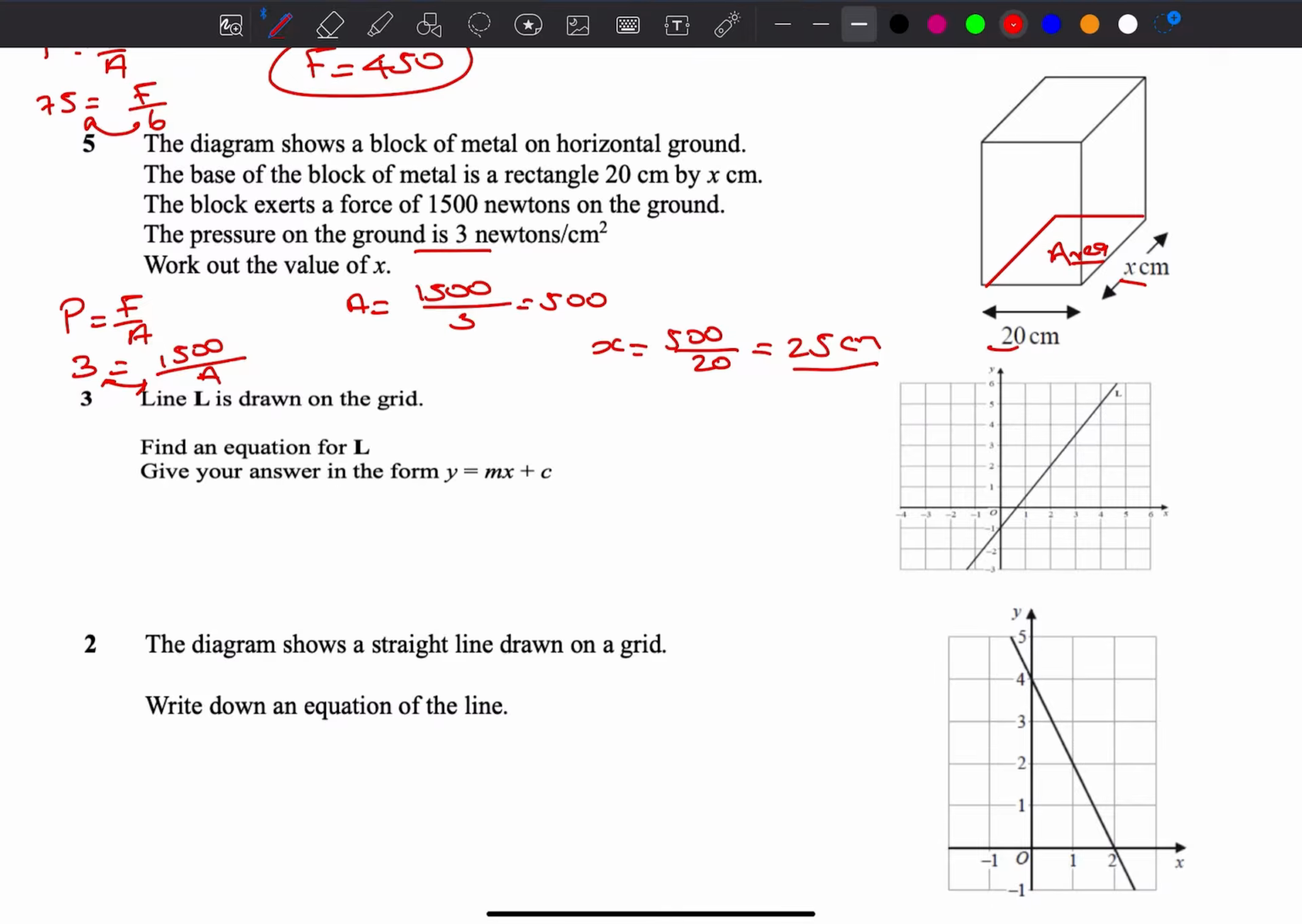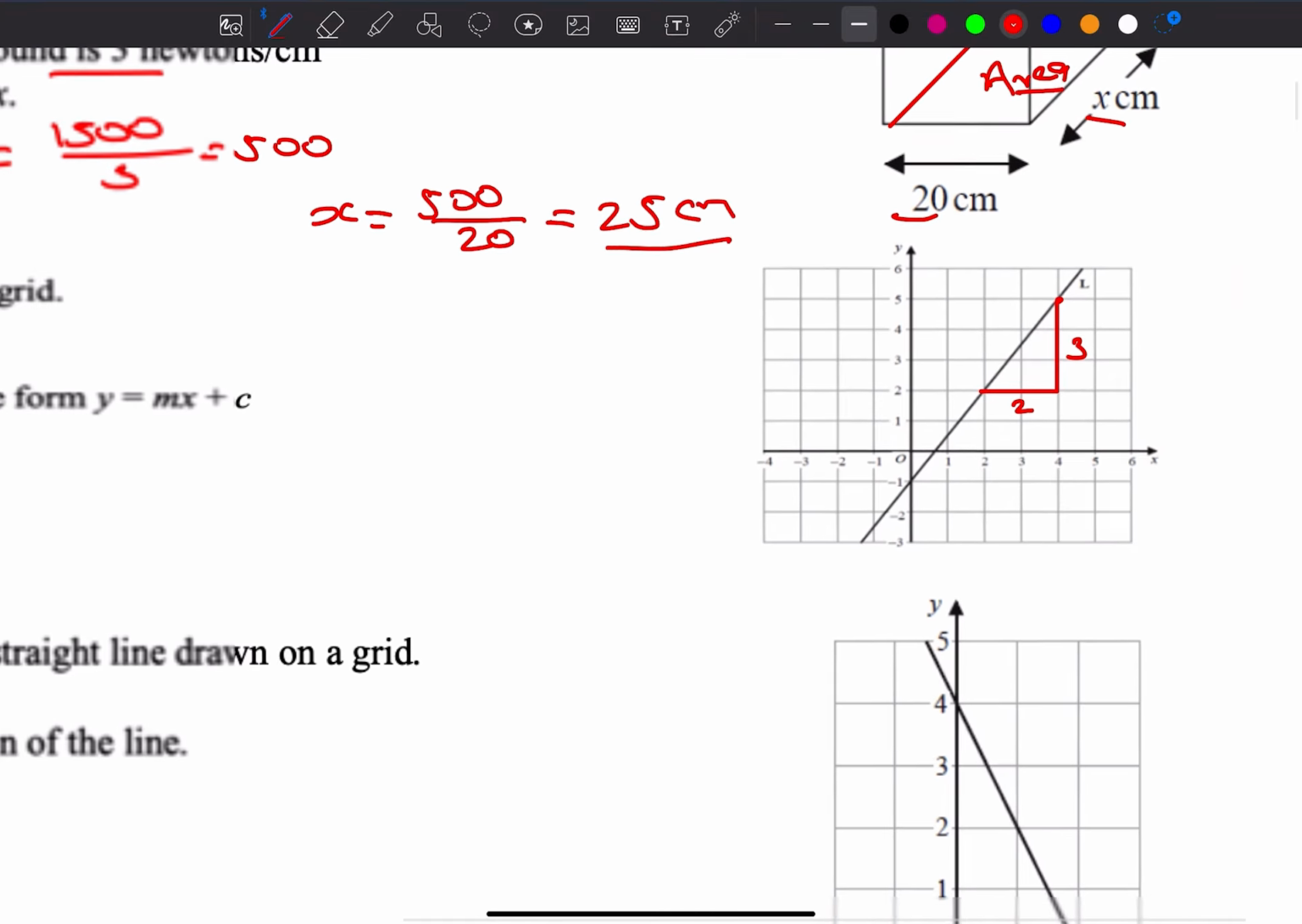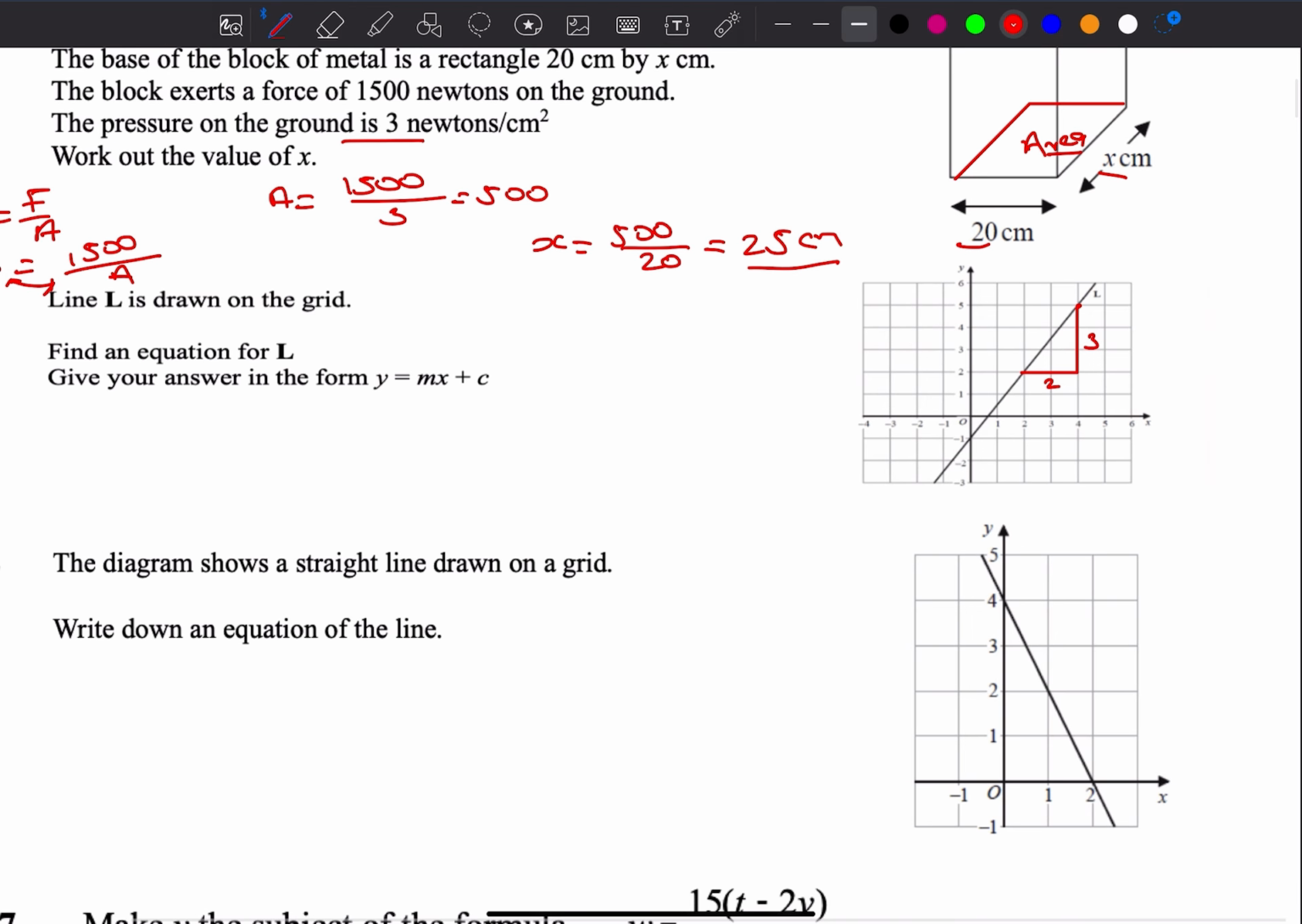Okay. Next one, equation in the form of y equals mx plus c. You can see in here, let's make a proper right angle triangle. That's 3 over 2. You can't simplify it, 3 over 2 is just 3 over 2 anyway, so I'm going to write it like that. y equals 3 over 2x plus, where does it intersect the y-axis? The y-axis goes through what number? Minus 1. So y equals 3 over 2x minus 1. I'm writing it in terms of fractions.